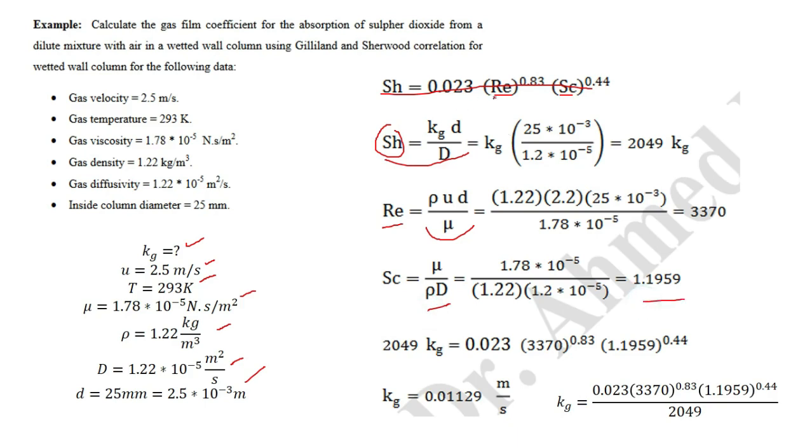Now you know Reynolds number and Schmidt number. Put these values in this expression, you will get Sherwood number. Now put the Sherwood number here. Put the value of diameter and the diffusivity. You will get kg. So this is the procedure. Now let's see another way how to solve this.